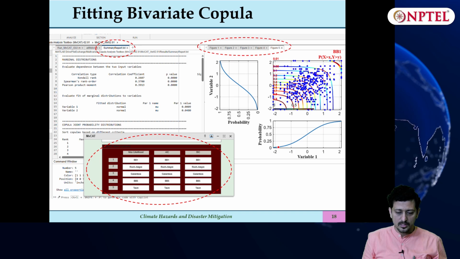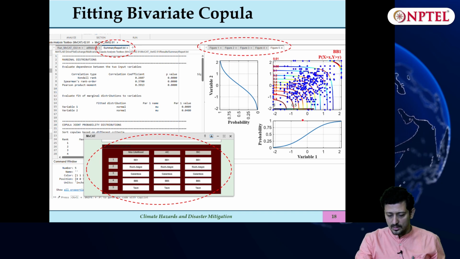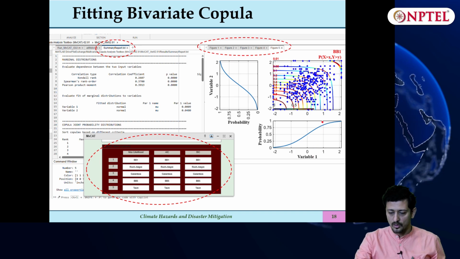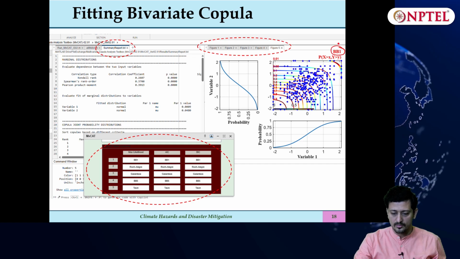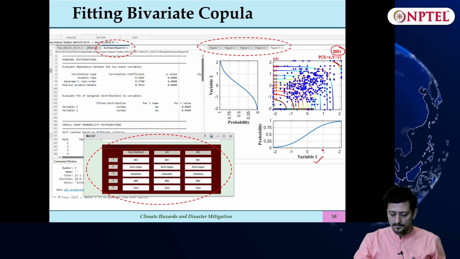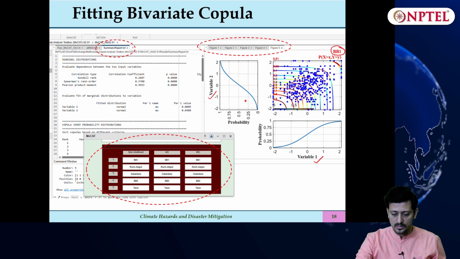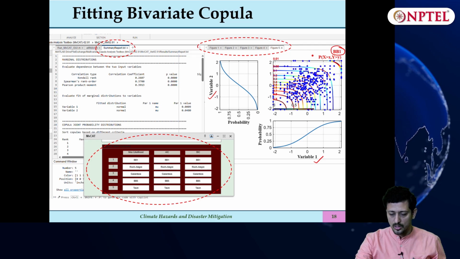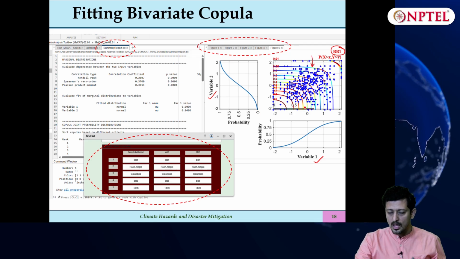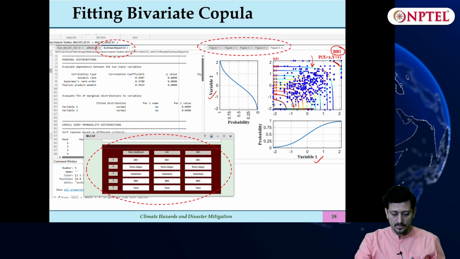Also different figures will be generated. The figure shows the bivariate distribution for a given copula. So this is the copula which they have chosen. This is variable 1 and variable 2. These are the marginals, and this will give you the joint probability distribution between the two variables.